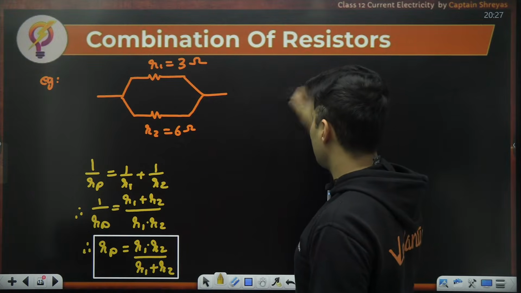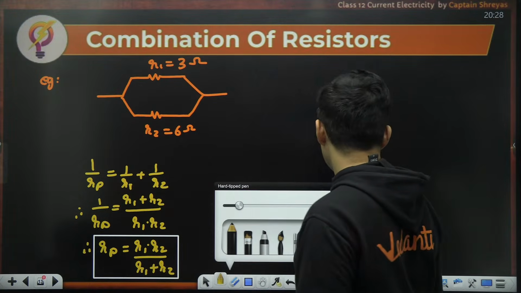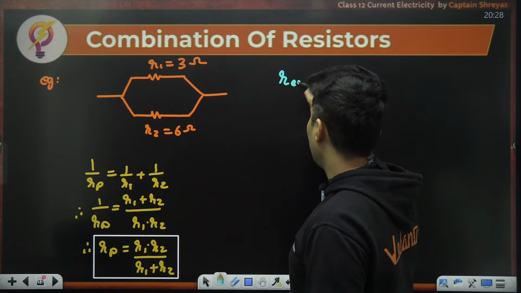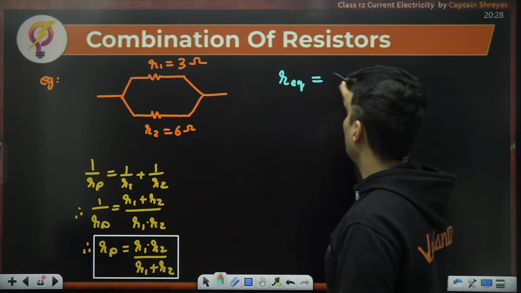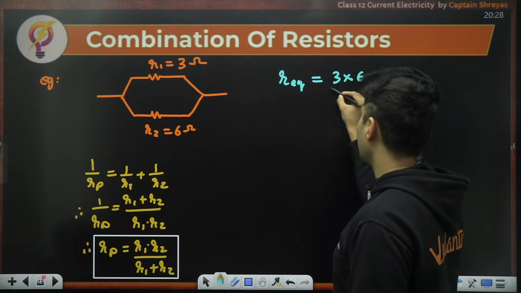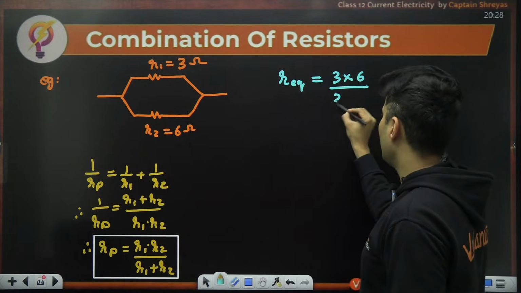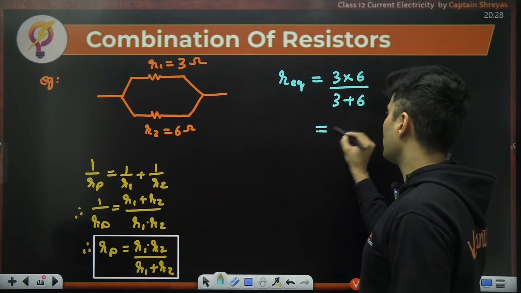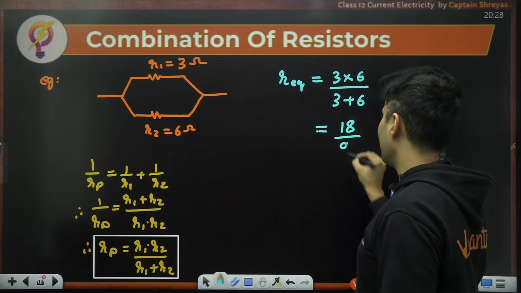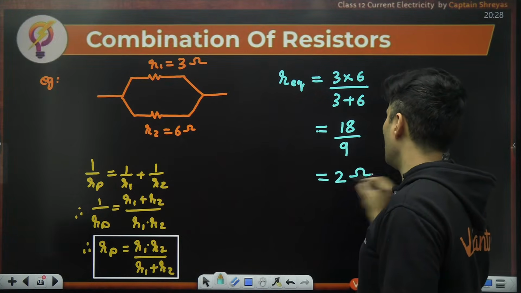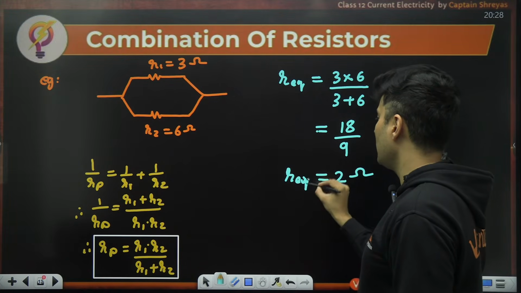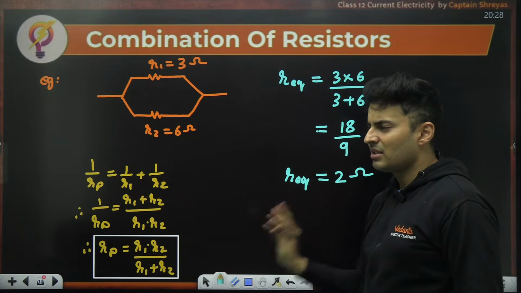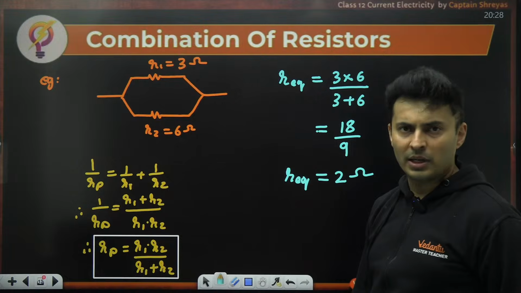So in this particular scenario, if I use that formula, the equivalent resistance will be R1 R2, that means 3 into 6, divided by R1 plus R2, that means 3 plus 6. So 6 3s are 18, 6 plus 3 is 9. So this will be 2 ohms. So I can easily get the equivalent resistance using this simplification, the special case formula.